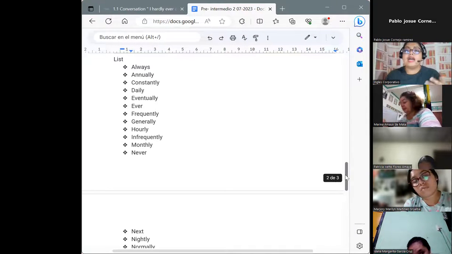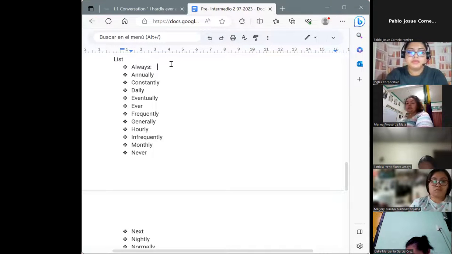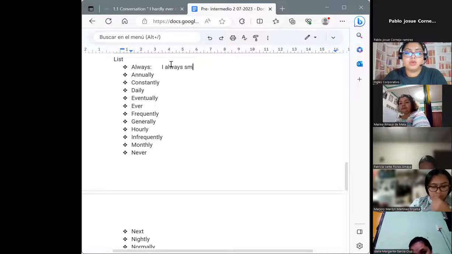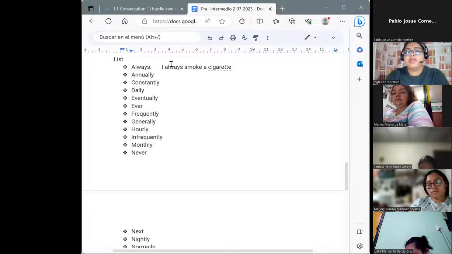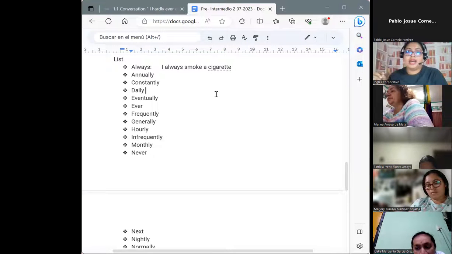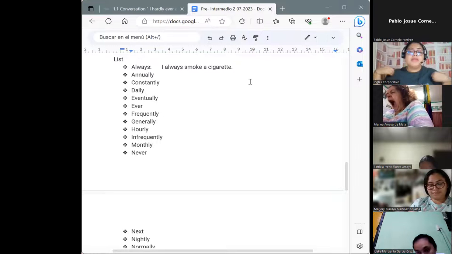For example, I always smoke a cigarette. Okay, siempre fumo un cigarro. En este caso, la acción que yo estoy haciendo, smoke a cigarette, no es algo bueno, es algo que es dañino, ¿verdad? Puede dañarme y puede afectar mi salud. But in this case, I am using the word always, que es esta que tenemos por acá.